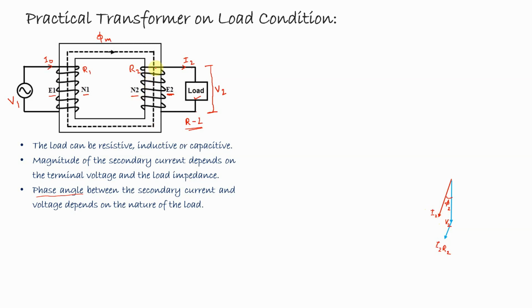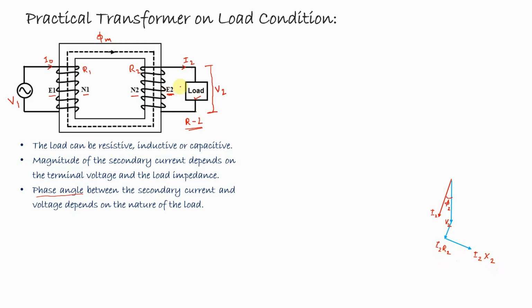Similarly, the secondary coil also has some leakage reactance, and in this leakage reactance again some voltage drop will occur, and here the voltage drop will lead the current by 90 degrees. So this is the voltage drop in the leakage reactance of the secondary side. It is represented by I2 into X2, where I2 is the secondary current, and X2 is considered as the leakage reactance of the secondary winding.